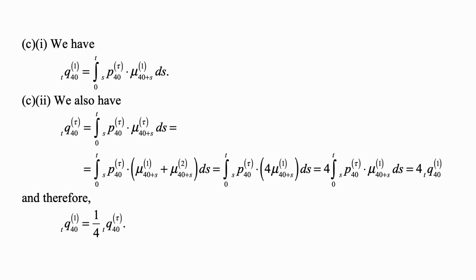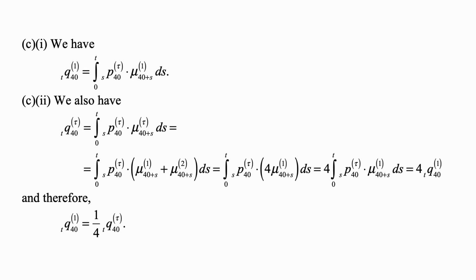of sp40 tau, the probability of survival until time s, times the probability of being decremented by decrement 1 at that moment s, and it's over all possible times from 0 to t. So times mu 40 plus s, 1, ds.